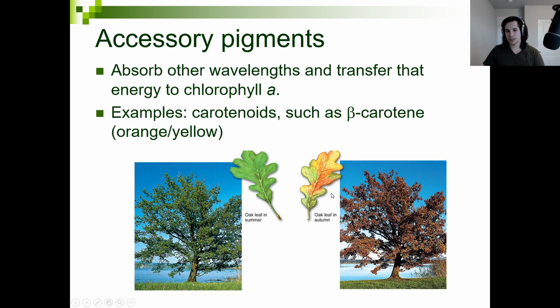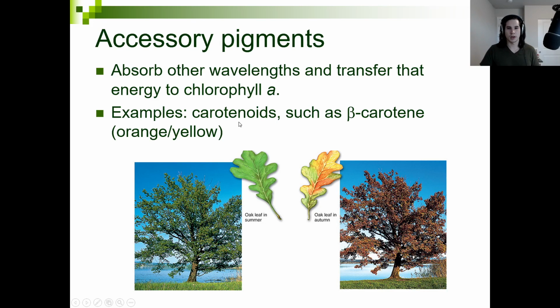And so, as I said earlier, there's many different photopigments found in plants. You've got all kinds of other accessory pigments. Your accessory pigments will absorb other wavelengths and transfer that energy to chlorophyll A. Chlorophyll A is kind of like your main photopigment, the reaction center for your antenna complex, which we'll talk about later.